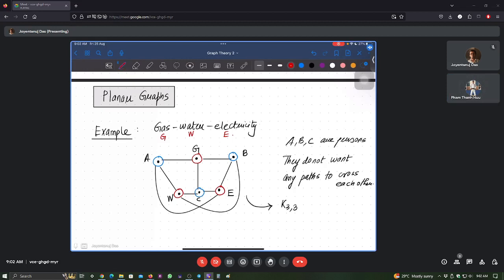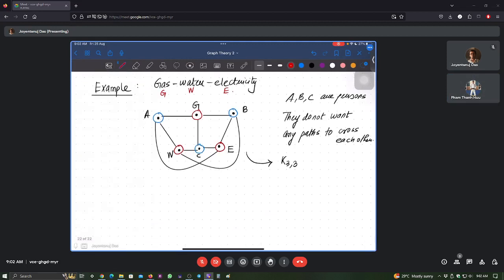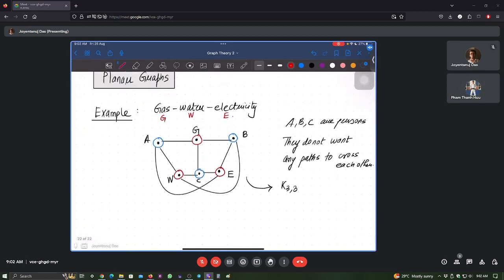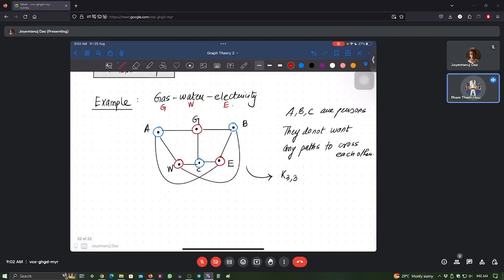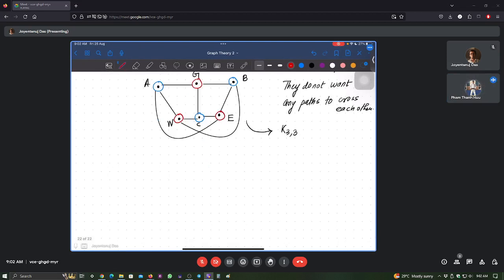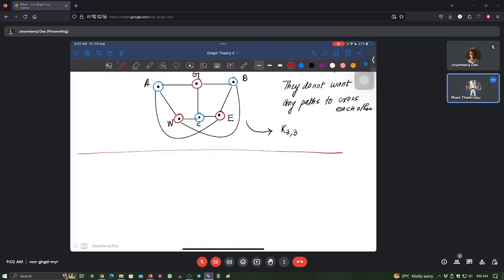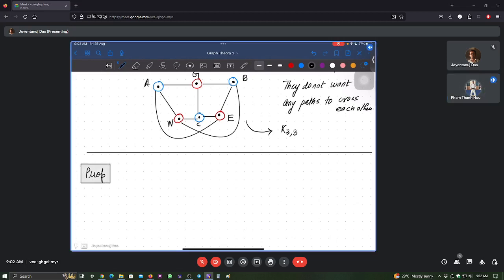So that is the next proposition: we cannot draw K3,3 without crossing. The problem here is how to determine quickly whether a graph is planar or not. Sometimes the problem will be NP-hard. That is sometimes the problem.